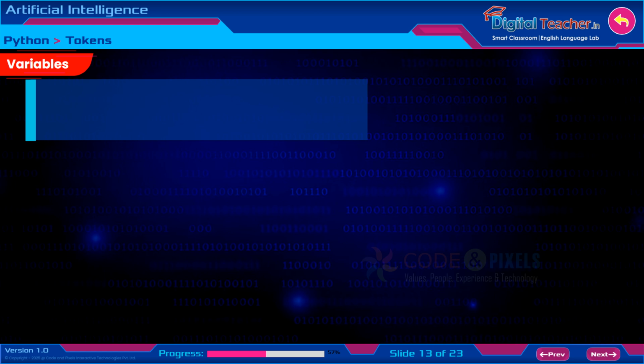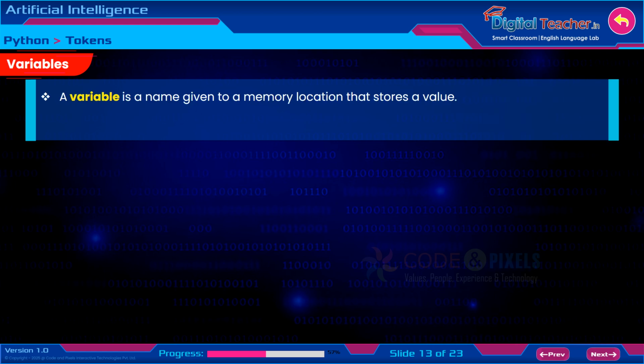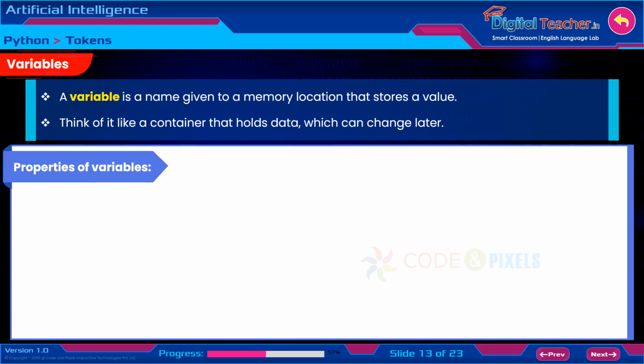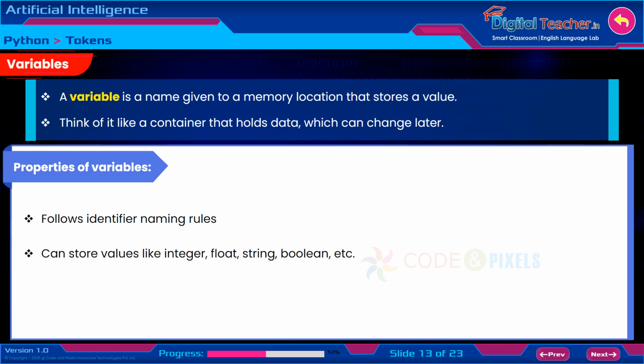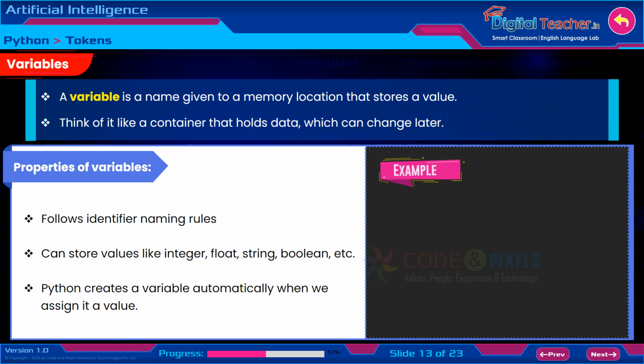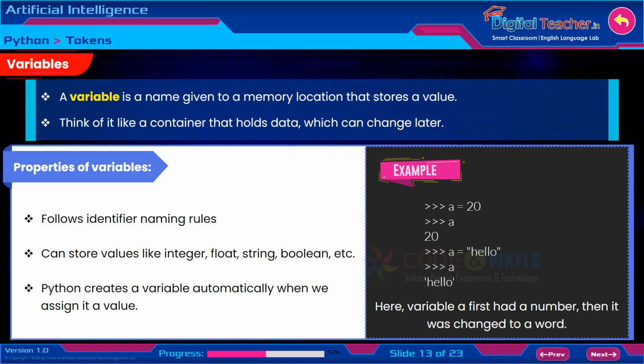Variables. A variable is a name given to a memory location that stores a value. Think of it like a container that holds data, which can change later. Properties of variables: they follow identifier naming rules, and can store values like integer, float, string, boolean, etc. Python creates a variable automatically when we assign it a value. Example: here, the variable first had a number, then it was changed to a word.